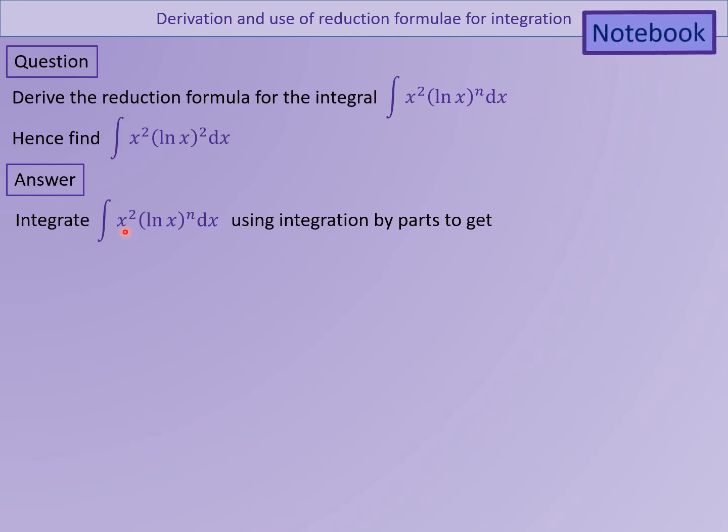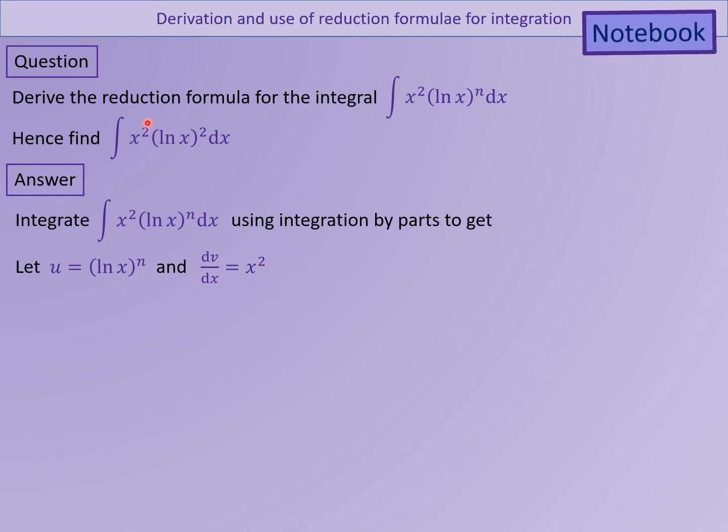So if I did that, the x squared is getting integrated, and the (ln x) to the power n is going to be differentiated. Notice that I had to do it that way around. Normally you pick the x squared to get differentiated, but you really want to differentiate the ln x because ln x differentiates to 1 over x. So it sort of overrides the fact that you differentiate the x squared, which seems quite interesting because you're hoping to reduce it down.